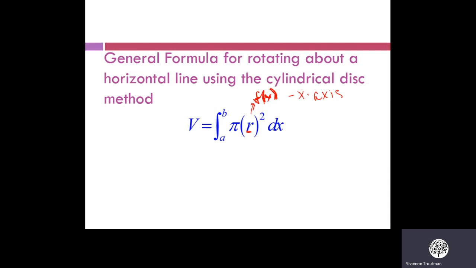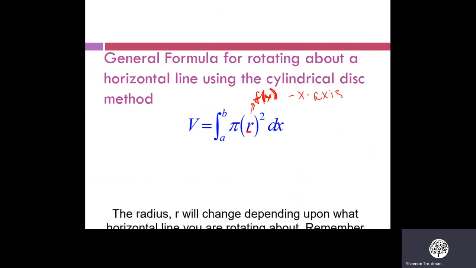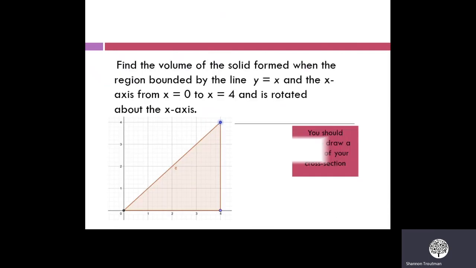All right, so today we're only going to do x-axis rotation, so our radius is always going to be f of x for the most part, as long as you're using the disk method. All right, so let's actually find the volume of this shape, which we saw is going to create a cone. So let's find the volume of the cone using an integral.